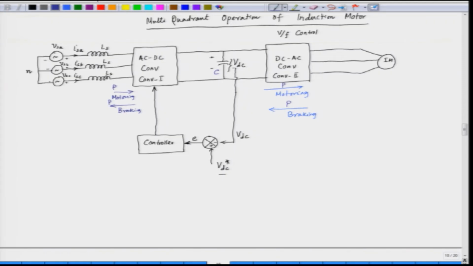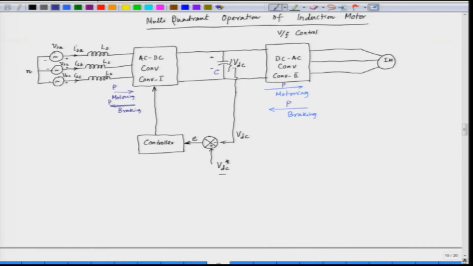We have AC which is converted to DC, then we convert that DC to a variable voltage, variable frequency AC. So, if the motor is operating under the motoring region, power is coming from the source. If the motor is undergoing braking, the power is returned back to the source. This is called regenerative braking. So, what we are talking about here is regenerative braking.